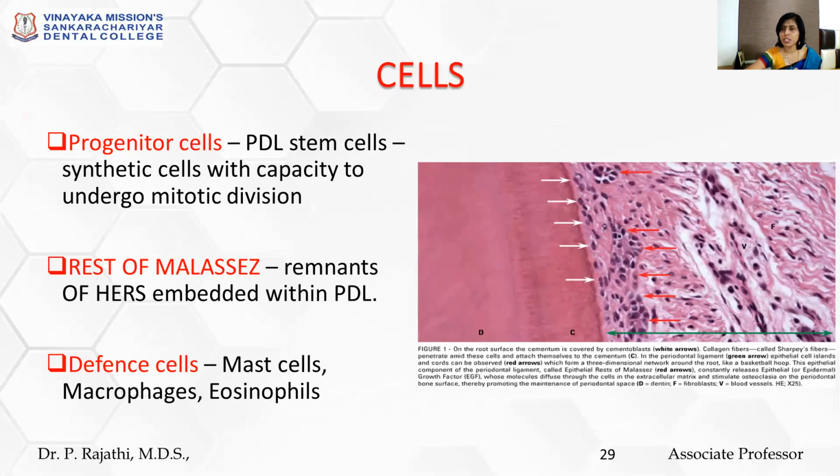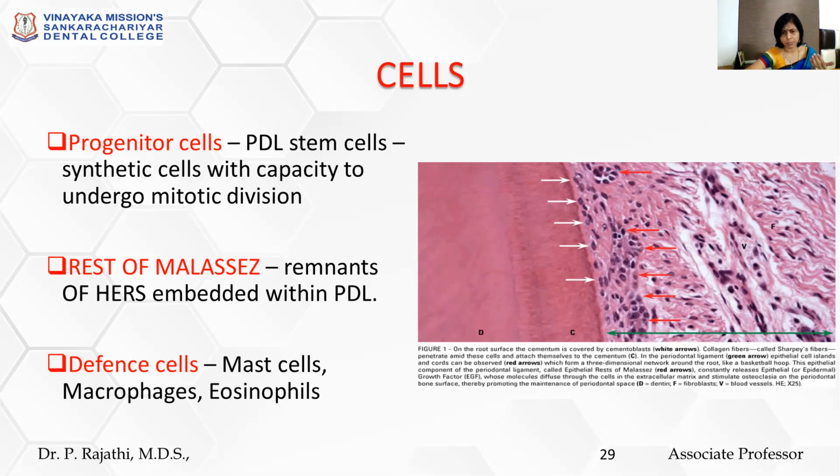Next, the other cells that you see in the periodontal ligament are progenitor cells. These are nothing but the periodontal ligament stem cells, which have the capacity to undergo mitotic division and can get differentiated into any of the cells, that is fibroblast, cementoblast, or osteoblast.